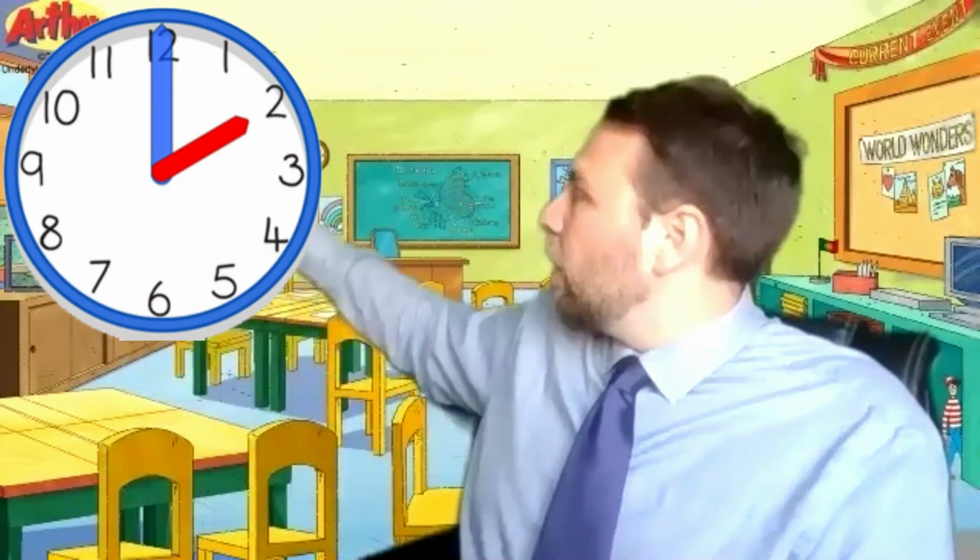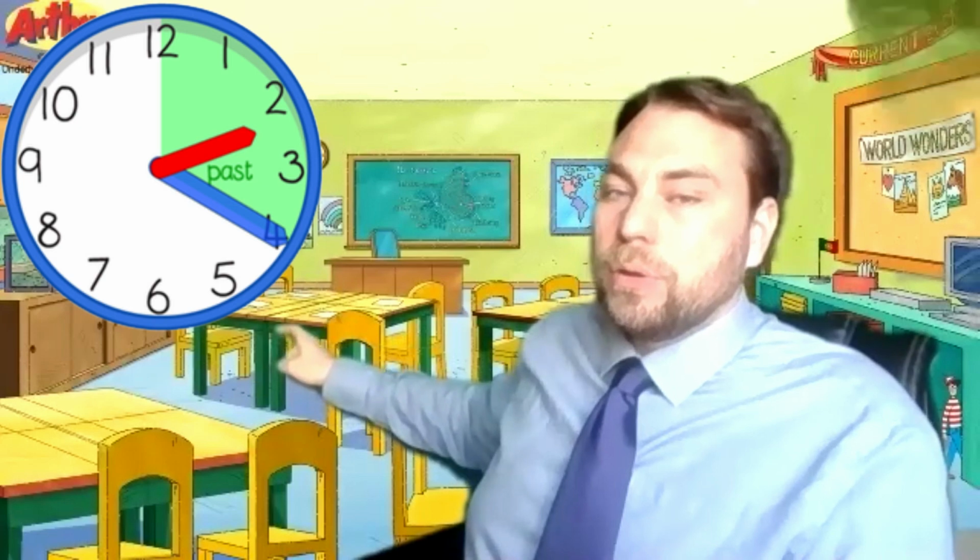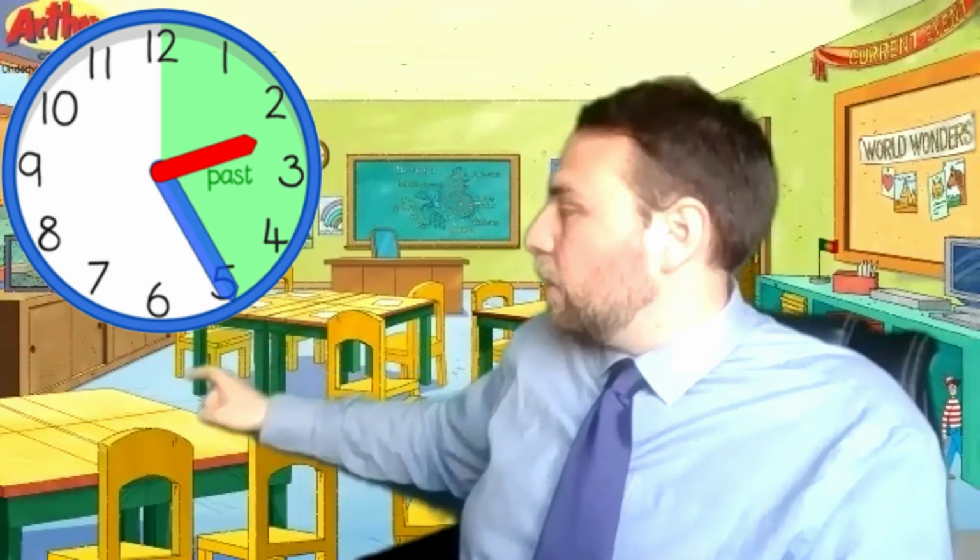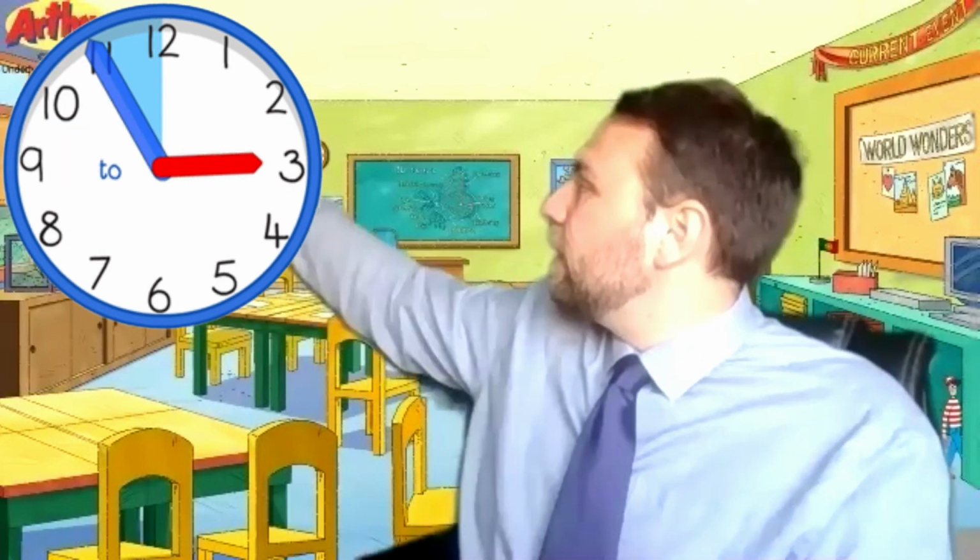So let's do that once more. 2 o'clock, 5 past 2, 10 past 2, quarter past 2, 20 past 2, 25 past 2, half past 2, 25 to 3, 20 to 3, quarter to 3, 10 to 3, 5 to 3, 3 o'clock. So there's 4 examples now of having a go at working that out, and then we will finish off.